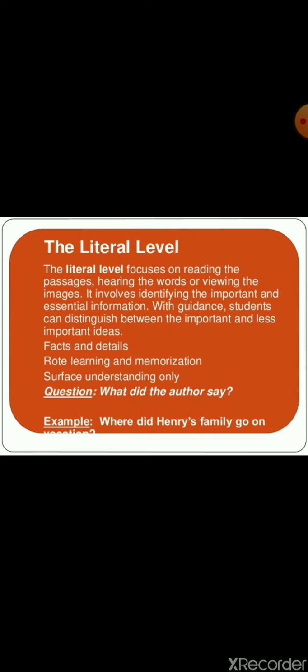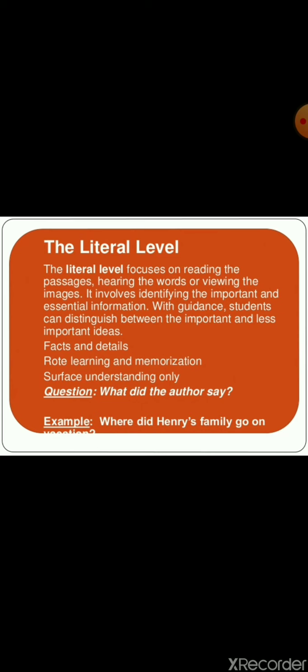The literal level focuses on reading the passage, hearing the words, or viewing the images. It involves identifying the important and essential information. With guidance, students can distinguish between important and less important ideas. For example, I give you a list, and I tell you to keep essential services aside and encircle unessential services. For that, you need to read the list very deeply, then only can you differentiate. In the same way, whatever you get literally while reading, you need to process it.